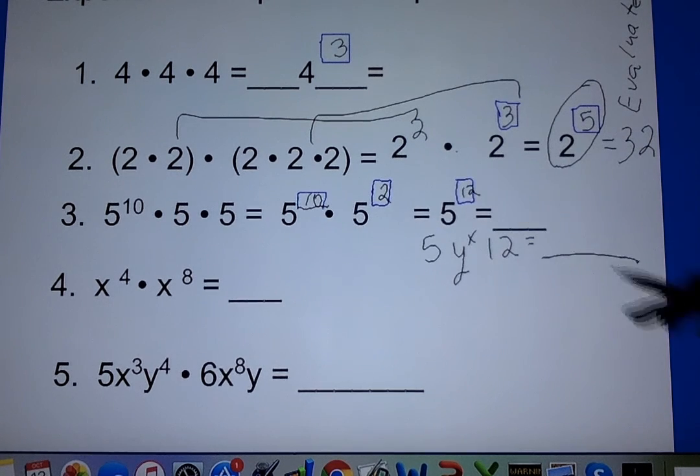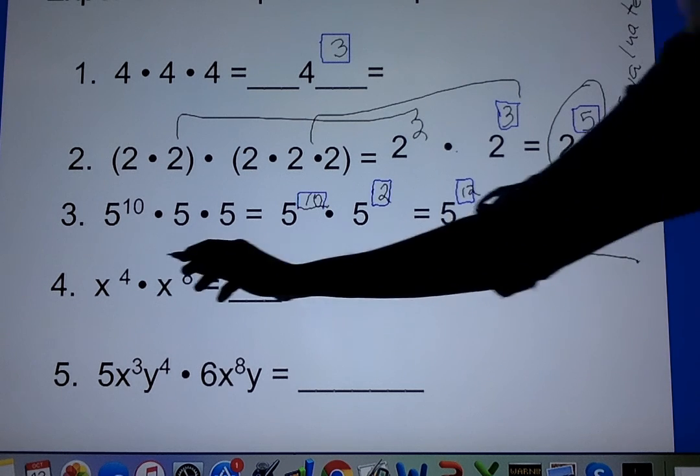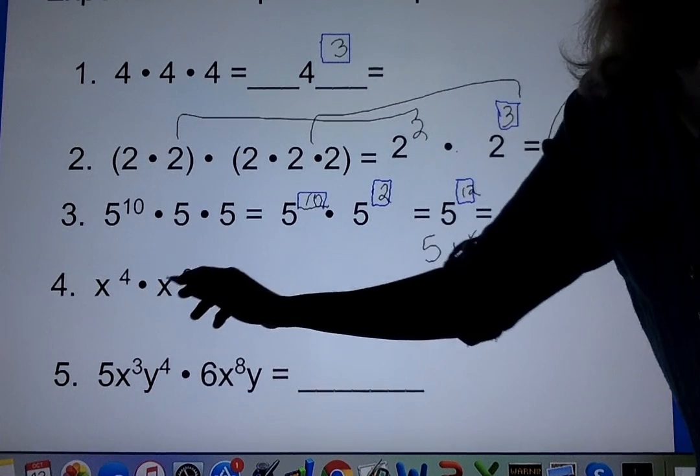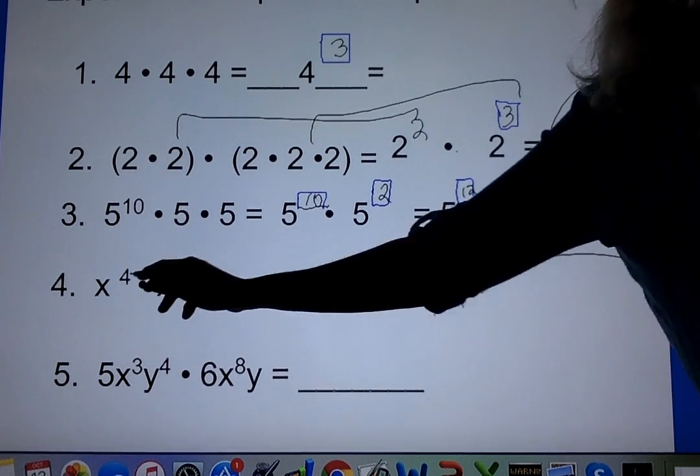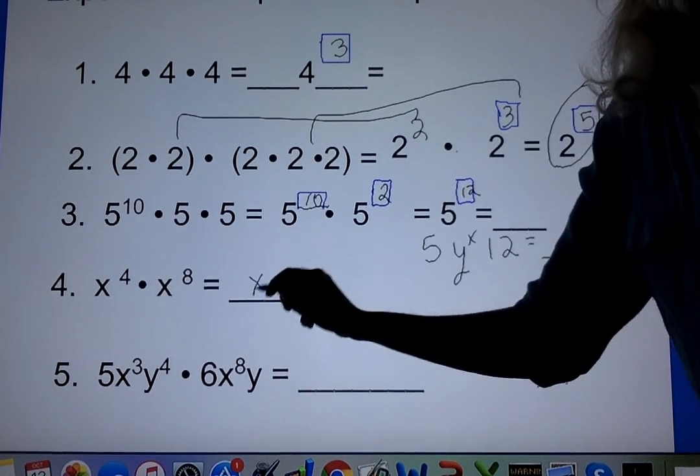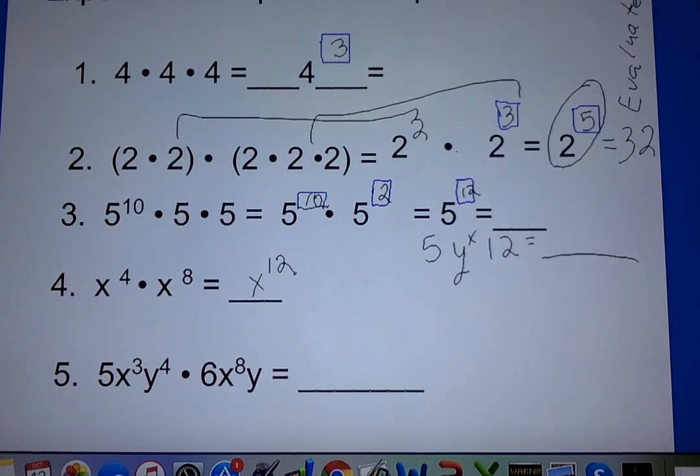And these are just examples that I made up. They're not from your homework or on any notes or anything, but you might want to write these examples down. So if we have x as a base here, x to the fourth times x to the eighth, since it's multiplication, we add the exponents, x to the 12th, and we have that.